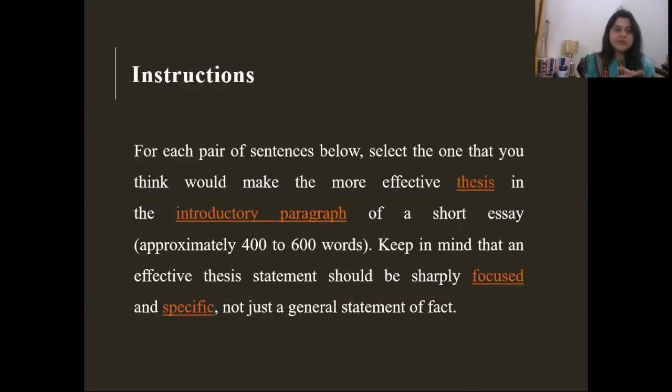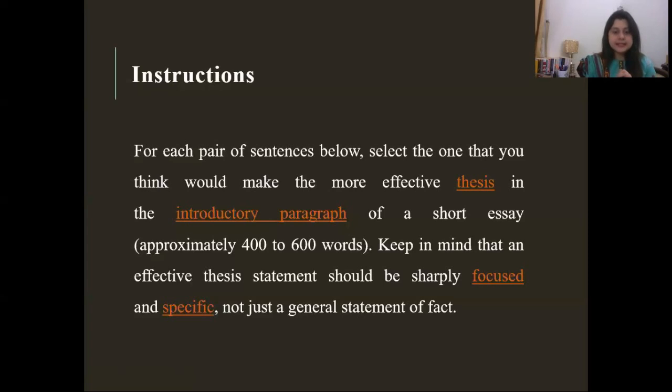I believe it will be easier for you to identify a well-developed and more relevant or specific thesis statement. So what is the task? For each pair of sentences below, select the one that you think would make the more effective thesis in the introductory paragraph of a short essay of about 400 to 600 words. The essay is not there, but just imagine that these are thesis statements for a short essay of about 400 to 600 words.